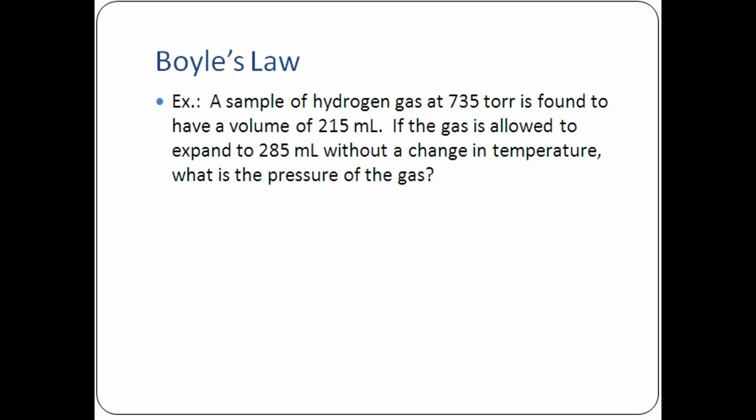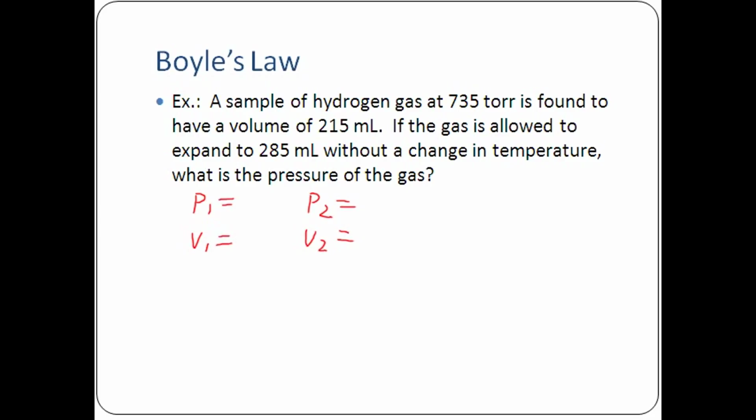So a sample of hydrogen gas at 735 torr is found to have a volume of 215 milliliters. If the gas is allowed to expand to 285 milliliters without a change in temperature, what is the pressure of the gas? So what you want to do is figure out first what our original pressure and original volume are, and then find what our final pressure and final volume are. Let's see what we know about these things.